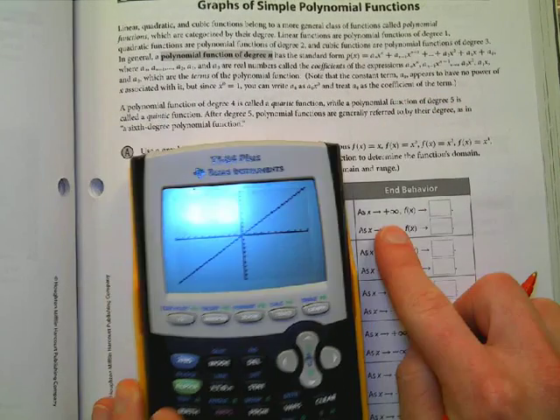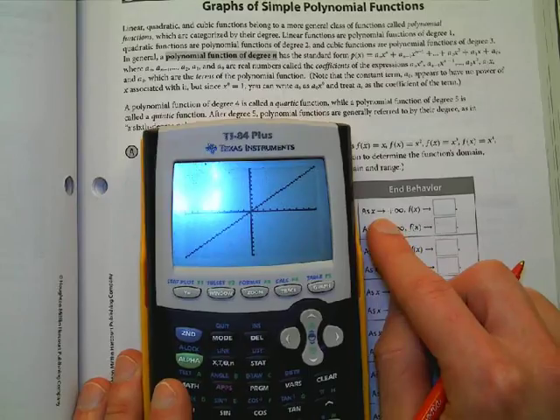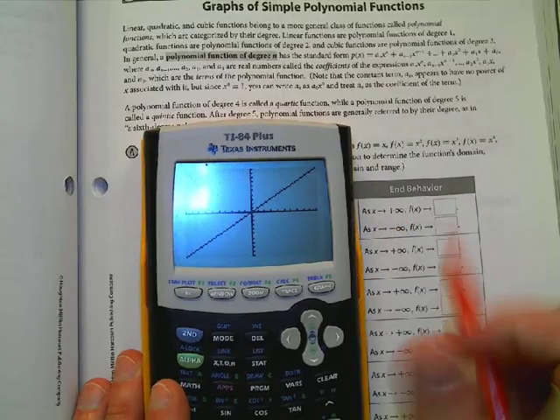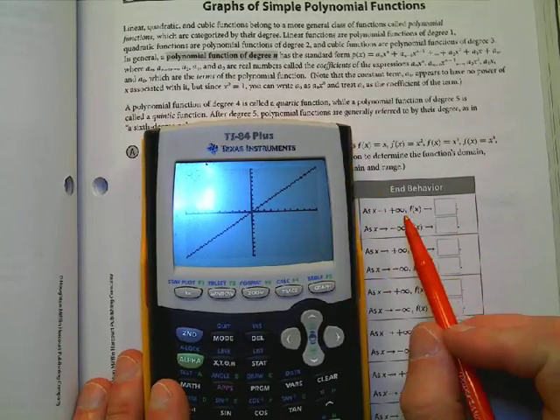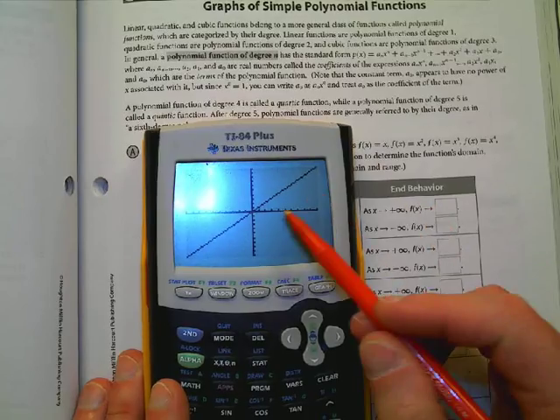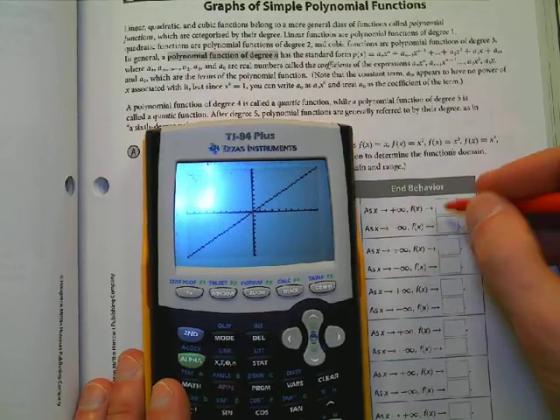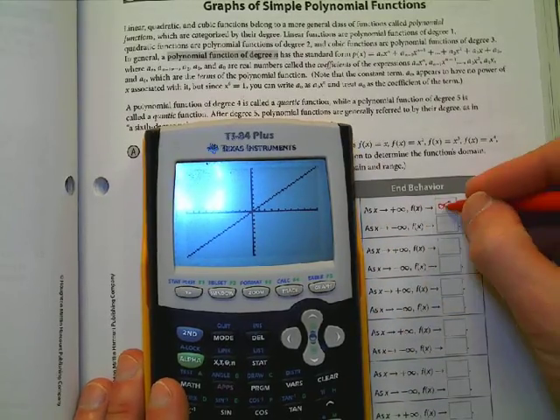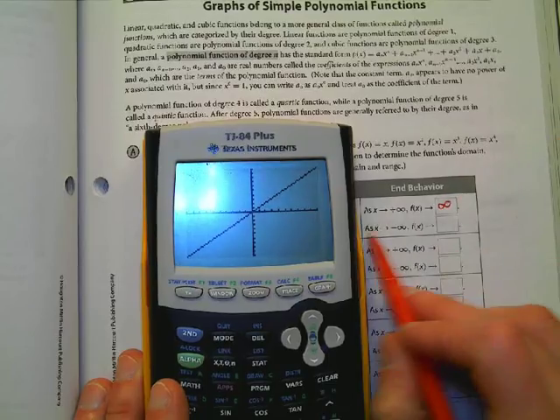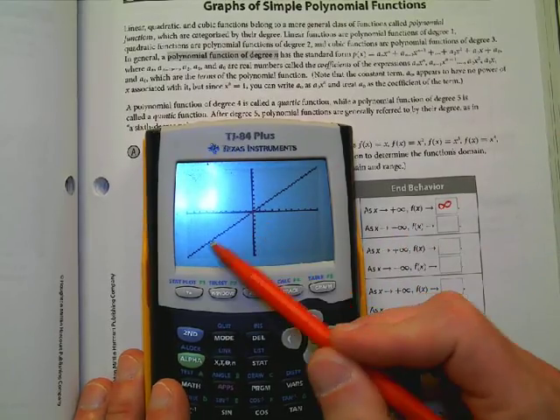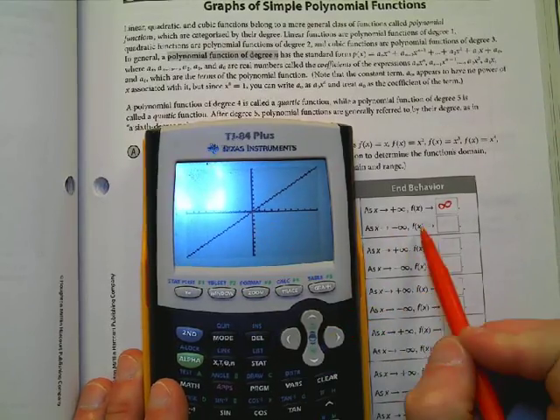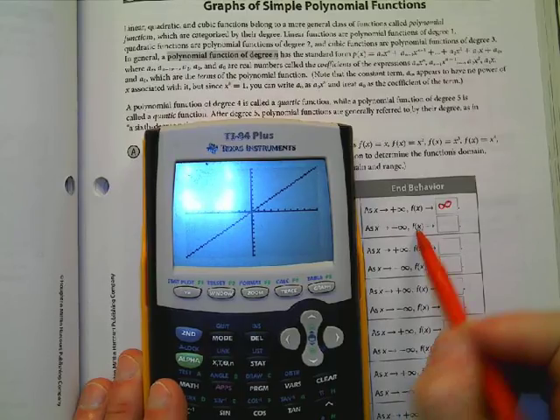Now, this is something we've got to be careful with here. So, as x approaches infinity, so as we go further and further to the right, what's the value of f of x going to approach? Positive infinity as well, right? It's going to keep going up and up and up. As x goes to negative infinity, so as we go further and further left, what's the value of our function going to approach? Negative infinity, because it's going down as we go from left to right.